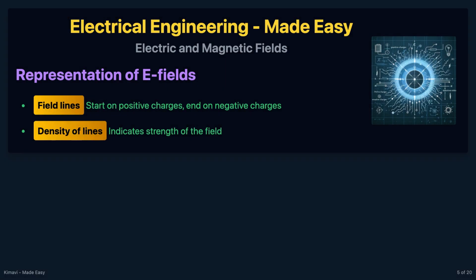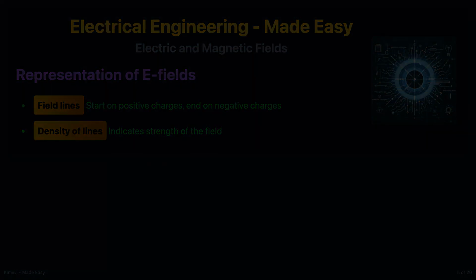Electric fields are represented by field lines. These lines start on positive charges and end on negative charges. The density of the lines indicates the strength of the field.